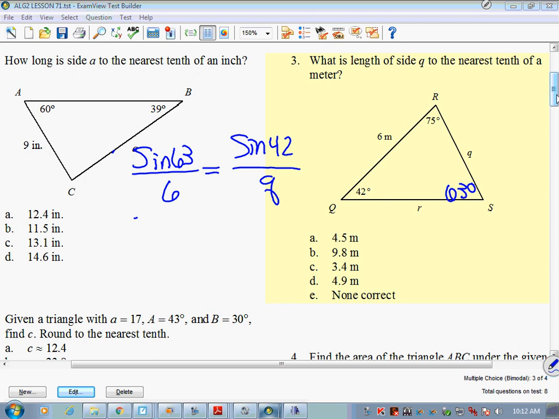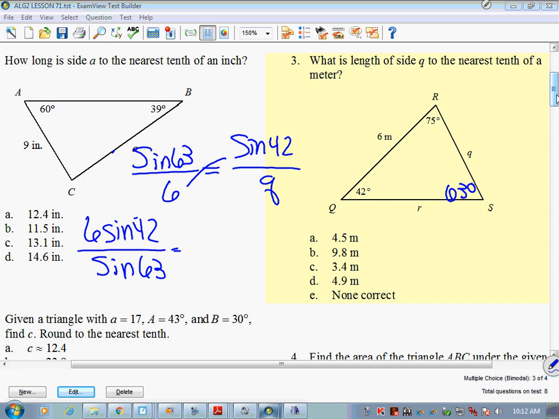All right, what am I plugging into my calculator? 6 sine 42 divided by what? Divided by sine 63. Okay? All right, Christian, tell me what you get when you get it. 6 sine 42 divided by sine 63. 6.8. Check your mode. Is it in radians or degrees? Do you know how to find it?